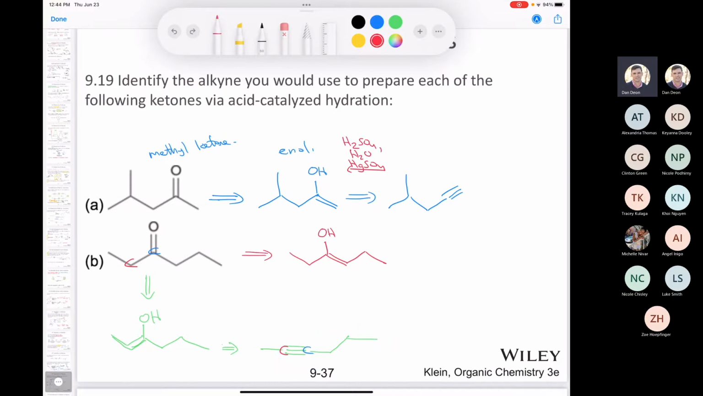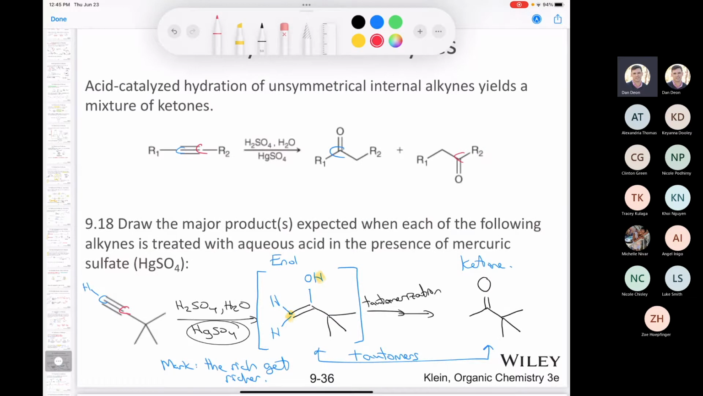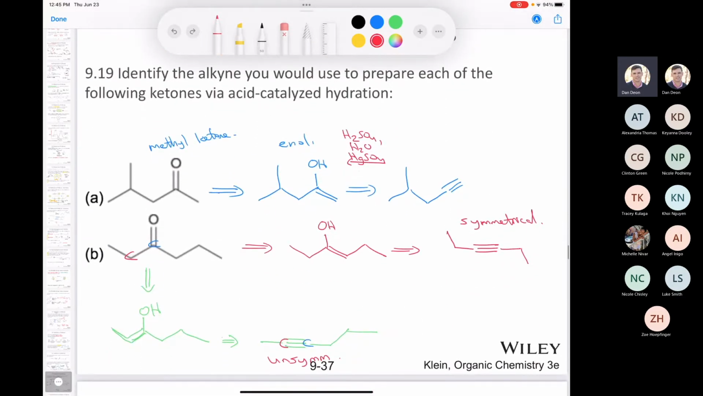However, if you use the red enol, and you do a retrosynthesis on that, well, then you'd have a symmetrical alkyne. So 1, 2, 3, 1, 2, 3. I said a symmetrical ketone, I meant a symmetrical alkyne. Since this is symmetrical, this is the one we're going to want to use. This is unsymmetrical. And if you remember back here, I said that if you have an unsymmetrical internal alkyne, it gives you a mixture. Whereas if you have a symmetrical internal alkyne, it's only going to give you one product.